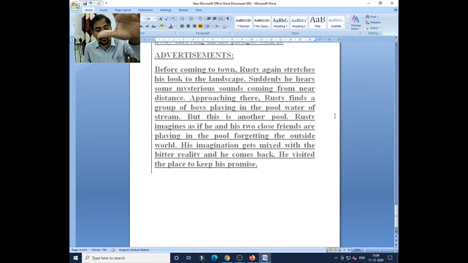When he looked there, approaching, he finds a group of boys playing in the pool water stream. But this is another pool. Rusty imagines that he and his two close friends are playing in the pool, forgetting the outside world; his imagination gets mixed with the bitter reality and he comes back. He visited the place to keep his promise. Did you understand? This is all about it.